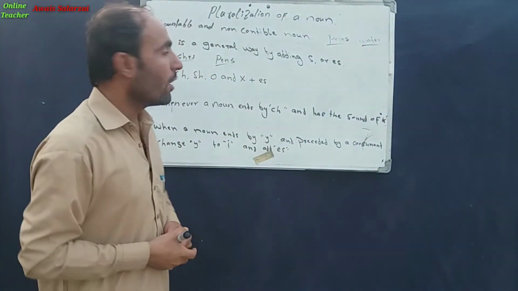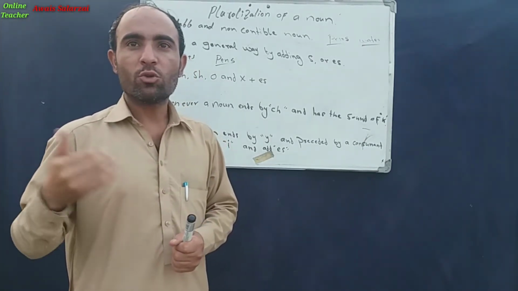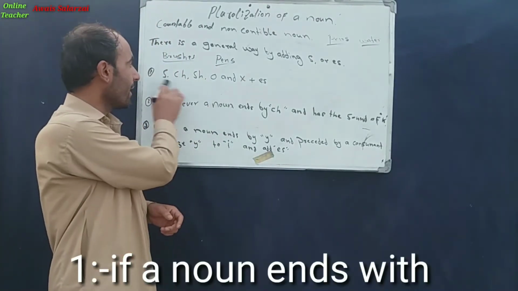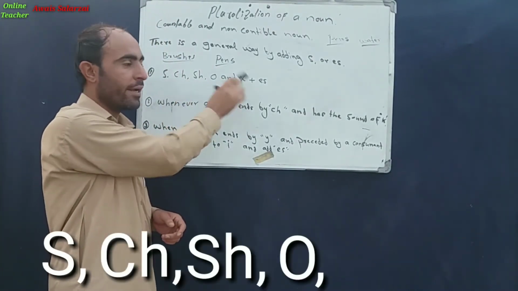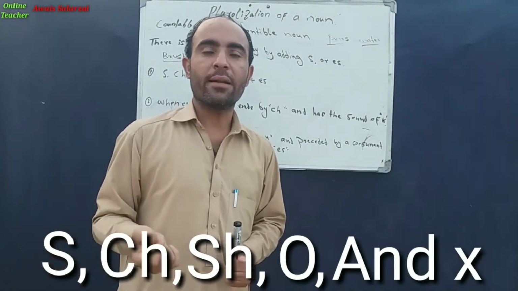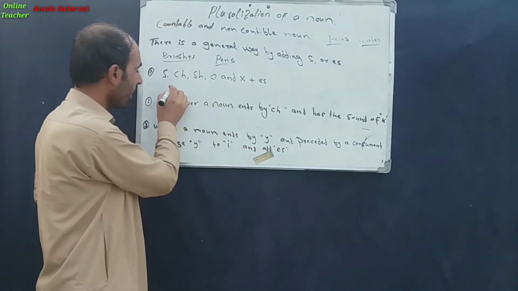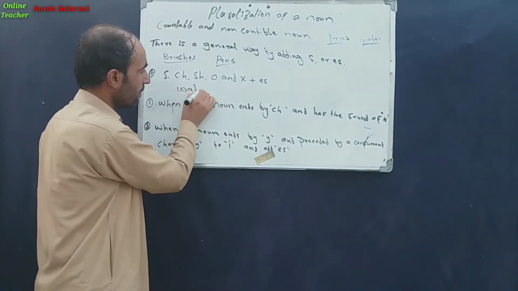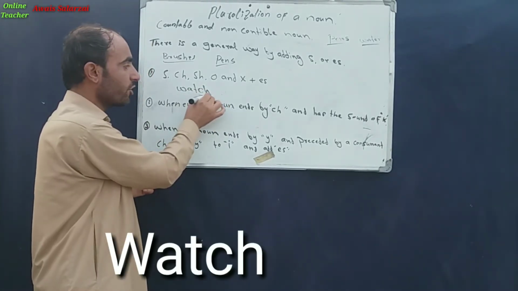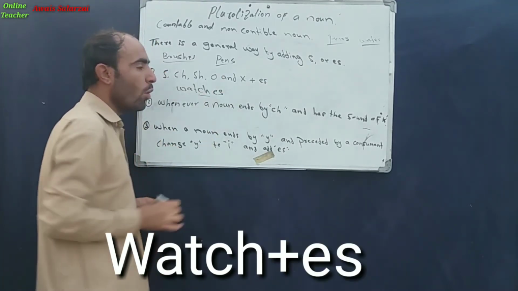Now there are some rules for how we change a noun to plural form. Rule number one: if a noun ends with s, ch, sh, o and x and we want to make it plural, just add es at the end of the noun. For example, watch. It is a noun and it ends with ch. If you want to make it plural, you should add es at the end: watches.